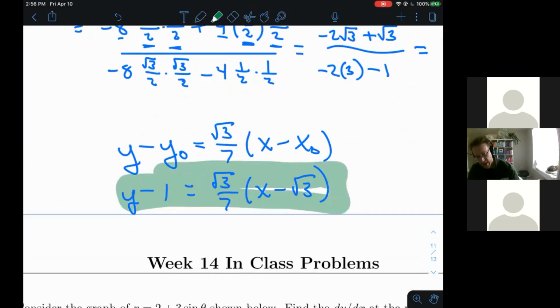What is an equation of the tangent line for this curve at theta equals pi/6? So again, you can really see that the calculus bit was really for the slope of the tangent line. And that's always kind of been the case.